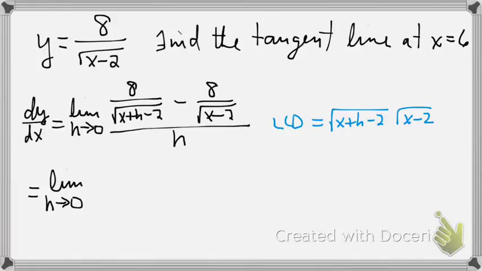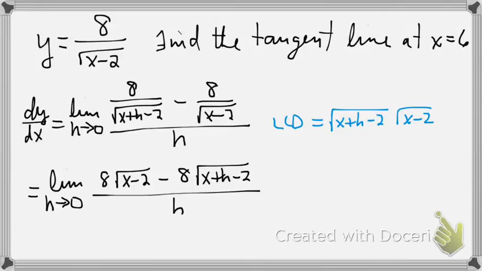Multiply it to the top and bottom of the main fraction bar. So this means, for my first term, I'm going to wind up with 8 times square root of x minus 2. Then I have, for my second term, minus 8 square root of x plus h minus 2, all over h. All right, and then on the bottom, that h is going to take on, I don't need parentheses for this, square root of x plus h minus 2, square root of x minus 2. There's no plus or minus outside the roots, so it's all just multiplication.